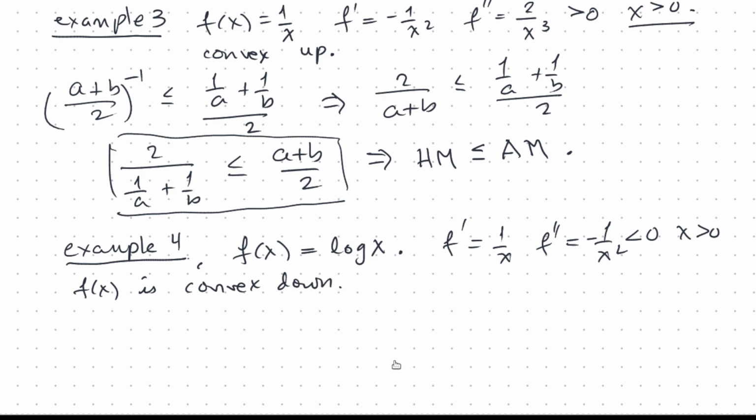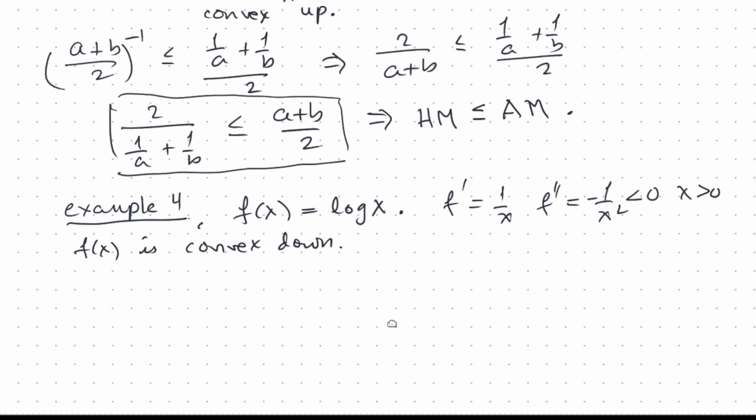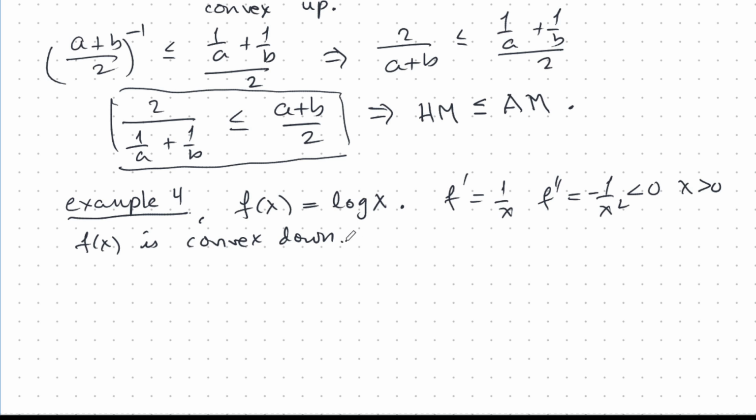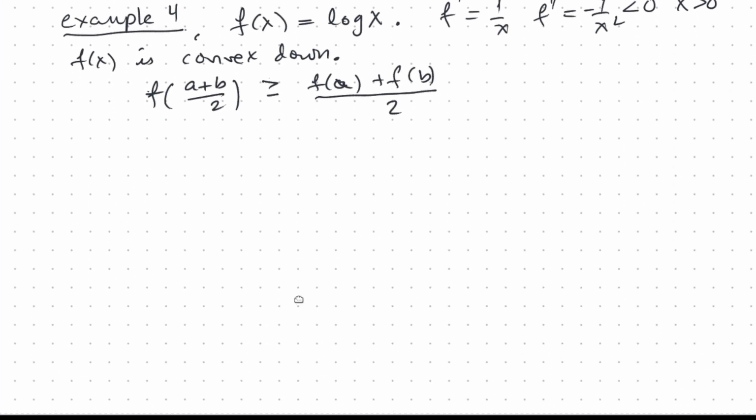Well, what are we going to do in this case? f of x is convex down. Well, I asked you to do an exercise where you had to prove something for convex down. I hope you do that exercise. I'll just write down the result. When f is convex down, I get the opposite inequality here. f of a plus f of b. This is now the other way around. You could have probably guessed this.